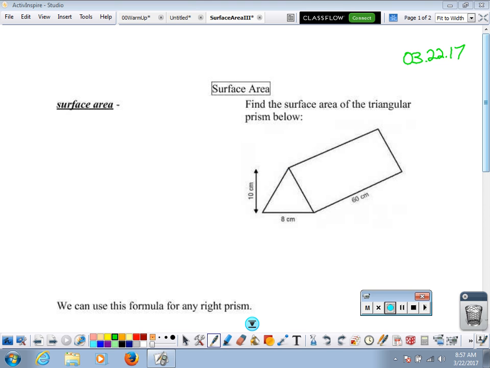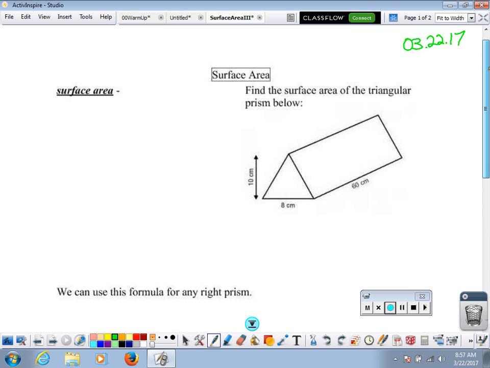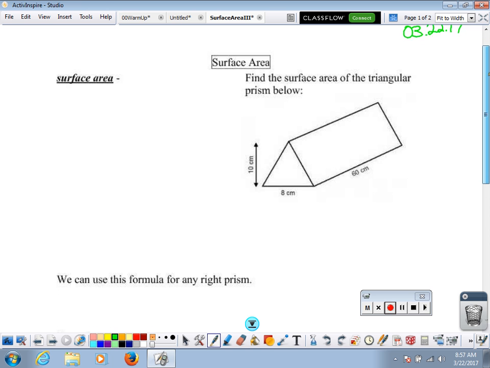All right, guys, we're going to take another look at surface area today. Don't forget to put today's date in the top right corner of the notes. Today is March 22nd, and we are talking again about surface area.